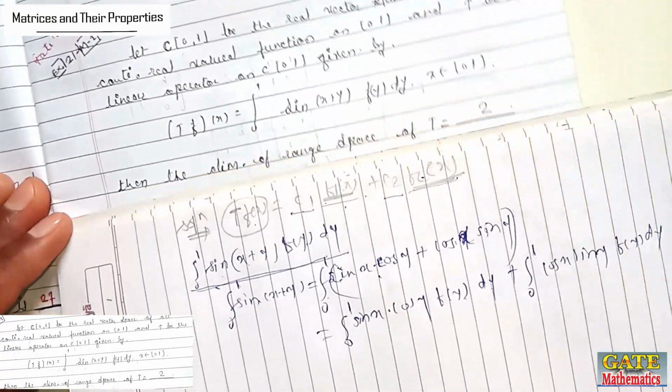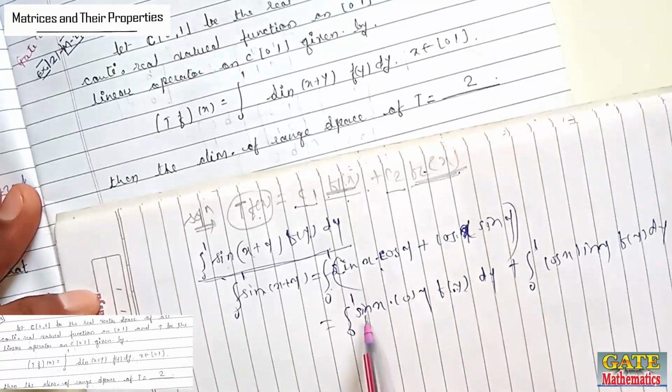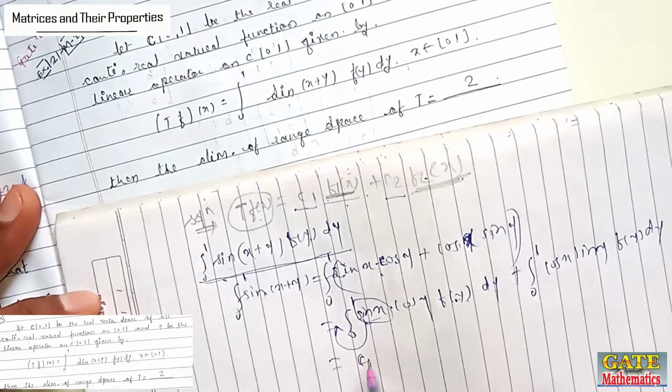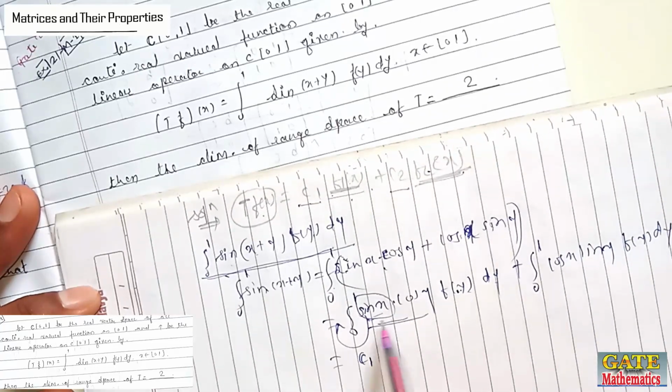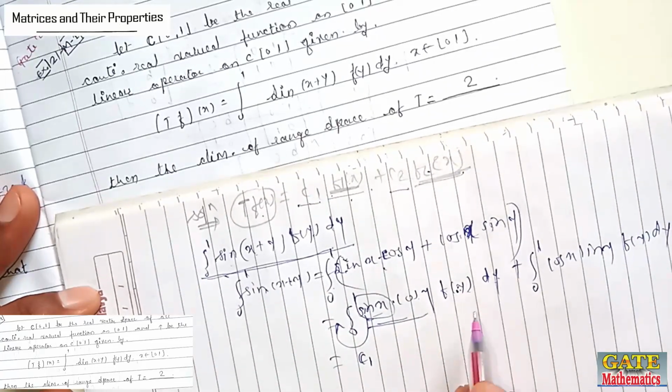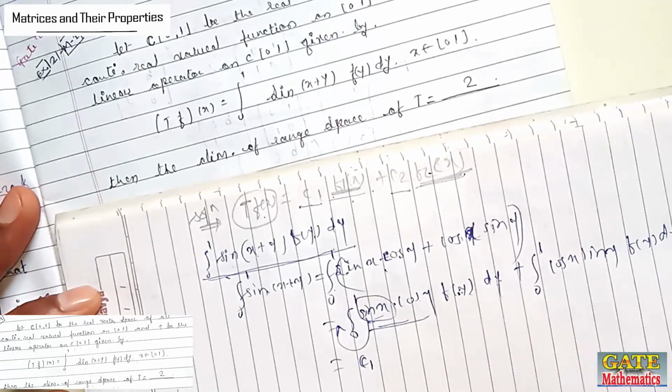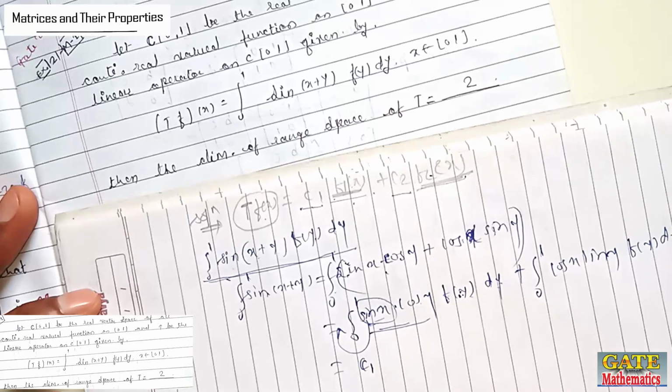Now here we can see that with respect to y, sine x is a constant, so sine x will come out. Considering it as c1, we get the integration 0 to 1 of cos y f of y dy, some kind of constant. We do not have to find the solution for our Fredholm integral equation.